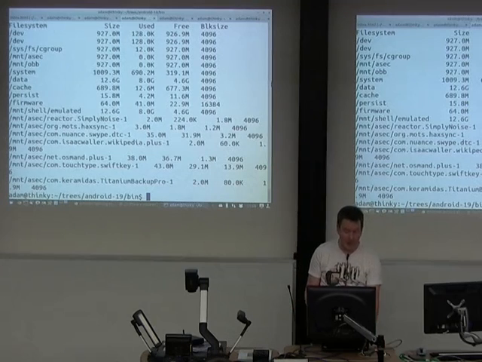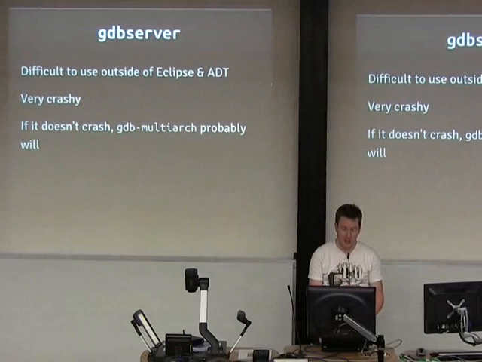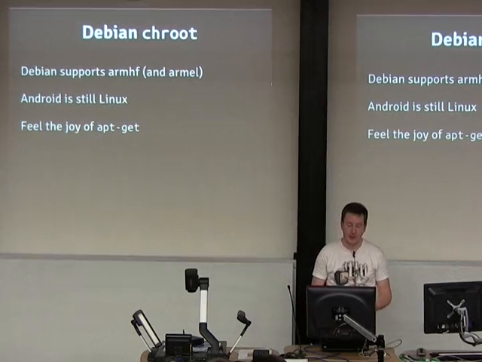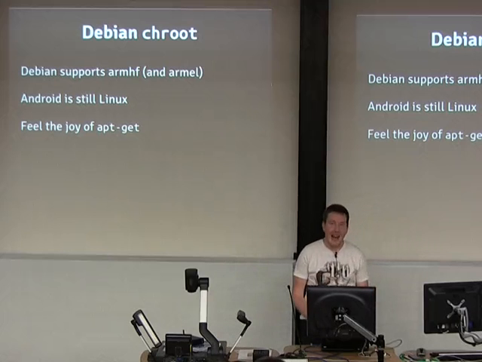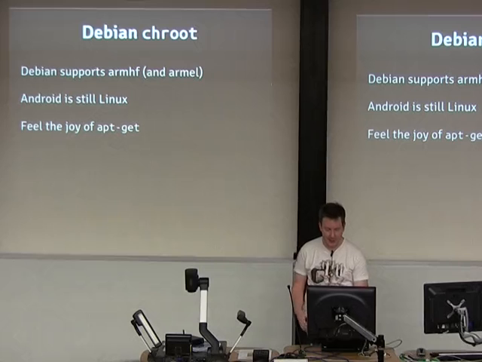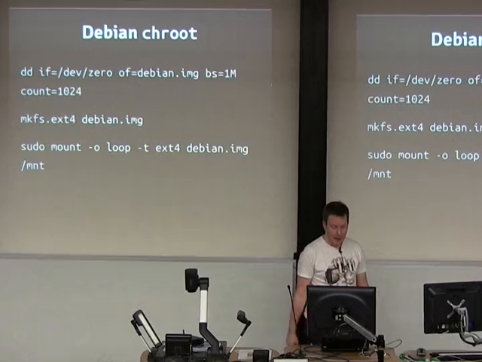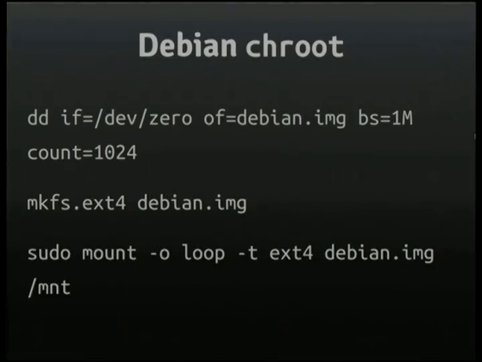To be fair, the first thing you should do really is actually try GDB server. Just because it's always failed for me doesn't mean it's always going to fail for you. Obviously it works for someone. But if you do need to do a Debian chroot, it's not a terribly difficult process. So I'm going to quickly run through it. The slides will be available. There is actually a really good reference for this on the Debian wiki. If you Google Debian chroot Android, you'll basically get a better version of these instructions.